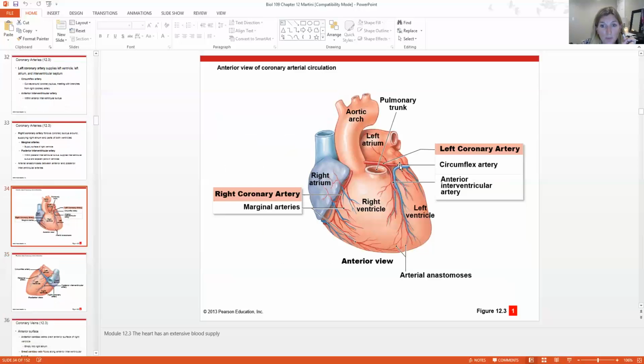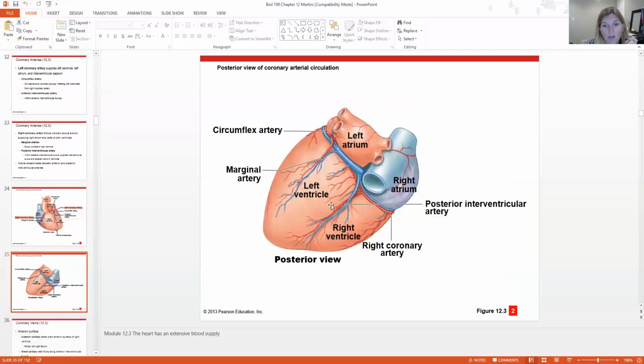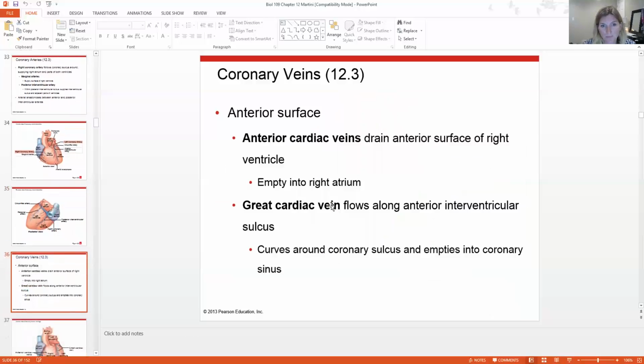Usually triple and quadruple bypasses involve the circumflex, anterior interventricular, marginal arteries, part of the right coronary artery, and the posterior interventricular. So there would be blockages all over the place. Let's talk about the anterior surface.